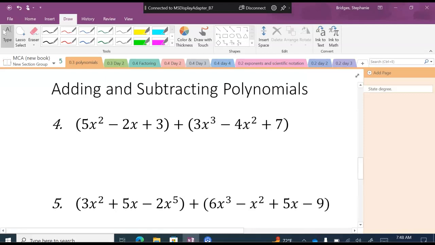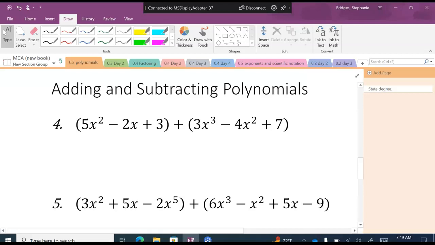Sometimes you might put a number in front of that parenthesis, so you would have to distribute first. But I have the polynomial 5x squared minus 2x plus 3 that I want to combine with 3x to the 3rd minus 4x squared plus 7. Again, we're going to write these in standard form, starting with your highest degree. But before I do that, I need to get rid of my parentheses, right?